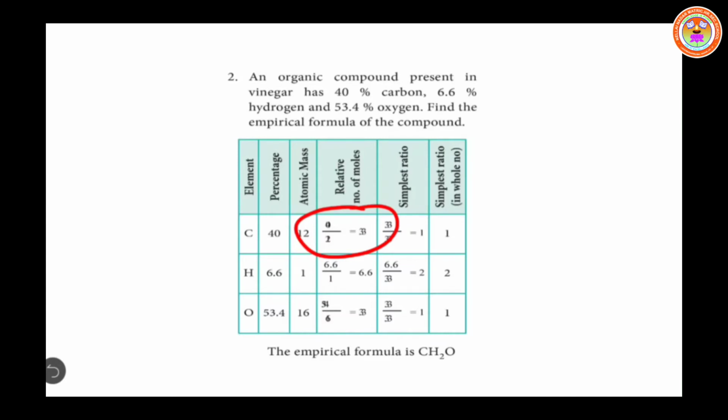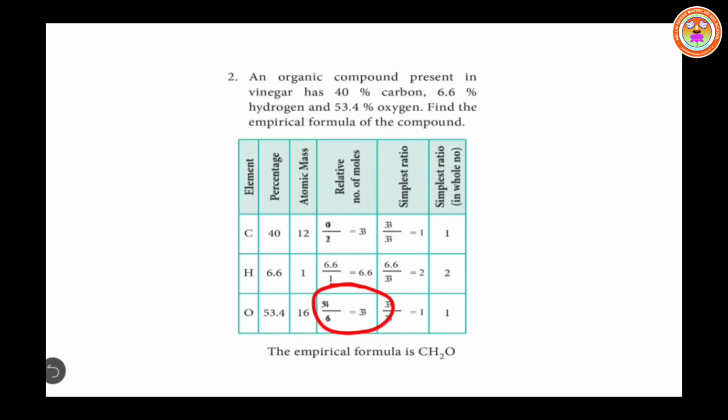Then next we can calculate for hydrogen. The percentage of hydrogen is 6.6, and its atomic weight is 1. Then the relative number of moles of hydrogen is 6.6 divided by 1, which is equal to 6.6. Next we can calculate for oxygen. The percentage of oxygen given in the sum is 53.4, and its atomic mass is 16. Then the relative number of moles of oxygen is 53.4 divided by 16.